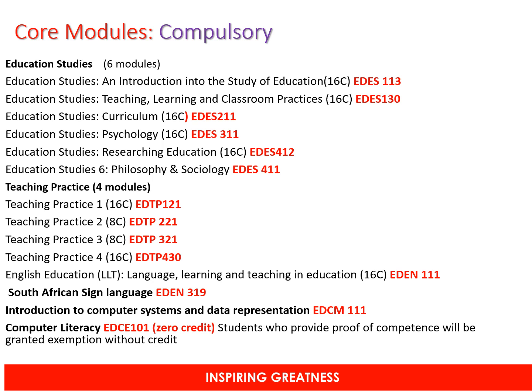You also have to complete a module in Coding and Robotics, EDCM 111. This module will help you to prepare to teach in the 4th Industrial Revolution. We also have computer literacy, which requires you to demonstrate competence in the use of a computer. For those students who can provide proof of competence, they will be granted exemption for the module.